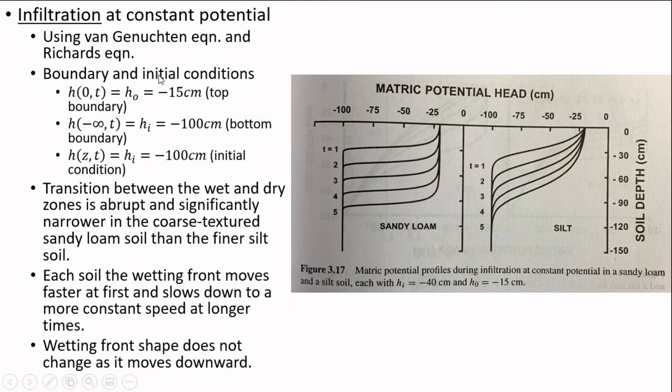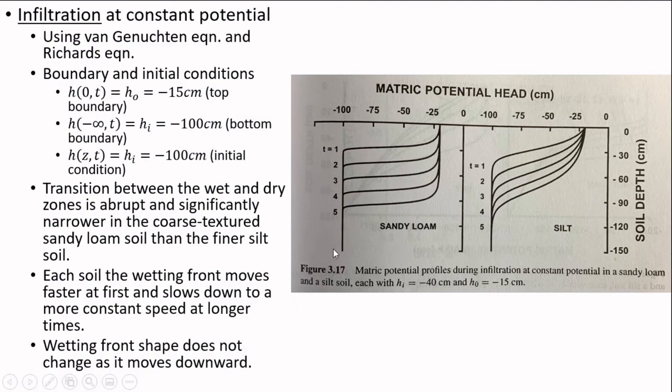So you need to set the boundary and initial condition. We know that the top boundary of the soil is negative 15 centimeter. So we see that all of them is nearly negative 15 centimeter. And then the bottom boundary of the soil is negative 100 centimeter.